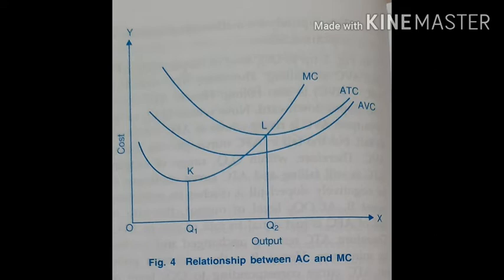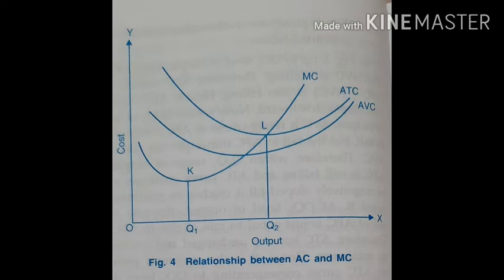Then the third relationship: when marginal cost is equal to average cost. So we are talking about three things. When marginal cost is less than average cost, average cost is falling. When marginal cost is more than average cost, average cost is rising. When they both intersect each other, then what happens? Average cost is constant. You can see in the figure that average cost is minimum and constant for a while at point L on the ATC curve. And the important thing is that the MC curve cuts the ATC curve at this minimum point, showing that marginal cost equals average cost at this point of production.